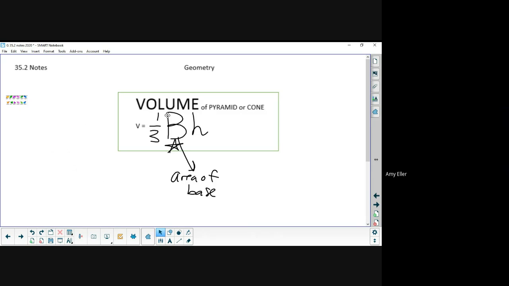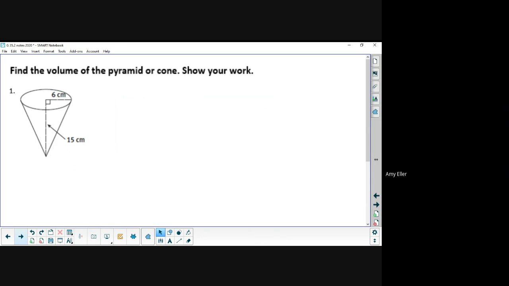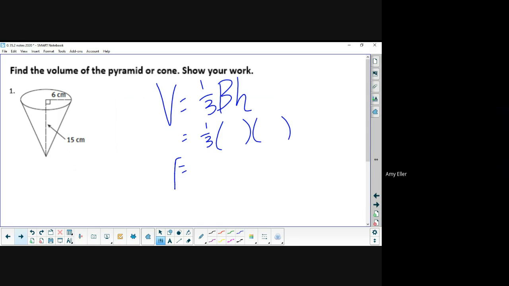So let's go ahead and start with our first example. Find the volume of the pyramid or cone. Show your work. We always start with the formula. Go ahead, calculate capital B, the area of the base shape. Give myself like a B on the point. What would you guys say? Pretty good. Not an A, but not bad.